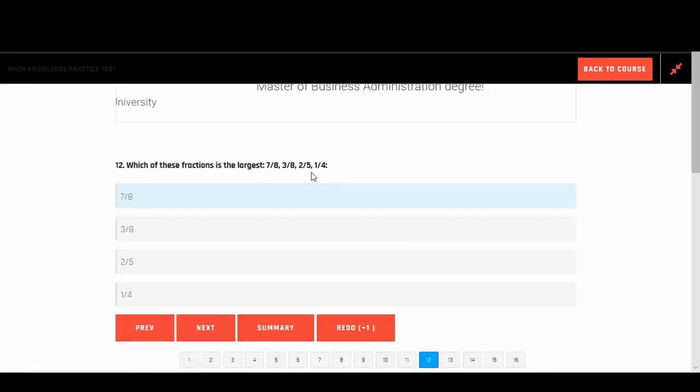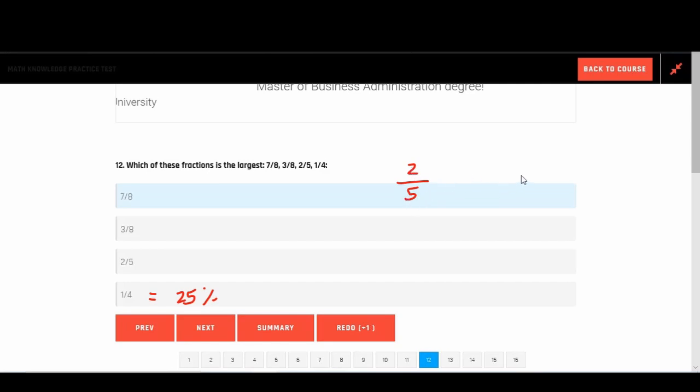All right, number 12 says, which of these fractions is the largest? Again, you have to understand that all fractions can be written as decimals and vice versa by doing long division. But right off the bat, I know 1/4 is 25%. And similarly, I know 2/5 is, I think it's 20%, but in case you didn't know, again, all fractions can be converted to decimals by doing long division.